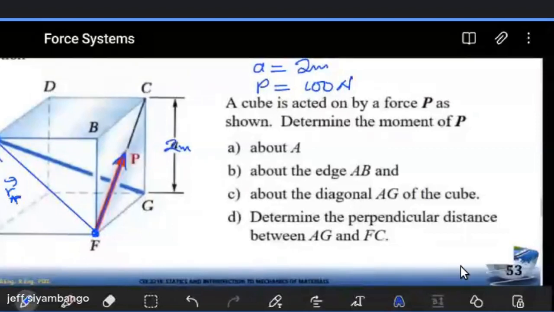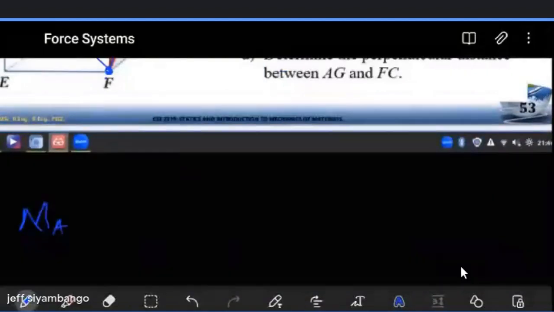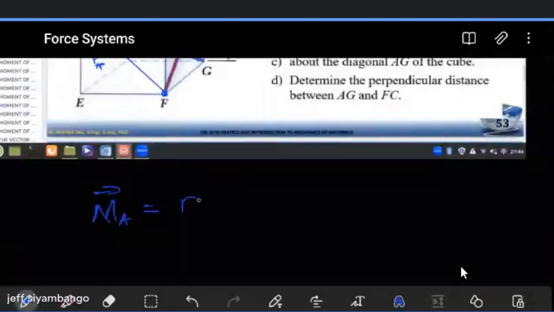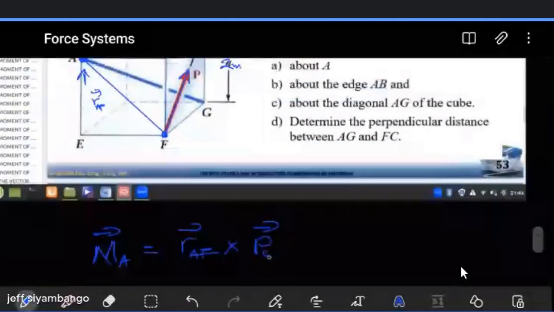So with that specified, we need a few key things if we are going to evaluate this moment. So the moment about the point A, how do we actually get it? Moment, of course, is a vector. It will be equal to the cross product of the position vector running from A to F, cross the force vector P. Now, the force vector, of course, we can also say runs from F to C. So I can still do that as well for the force vector.